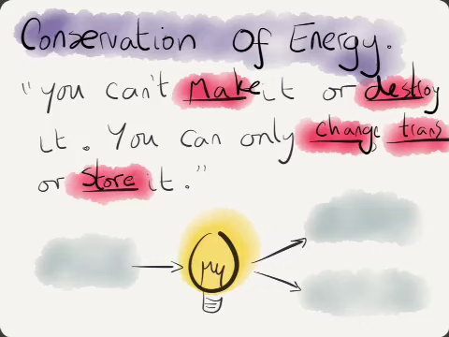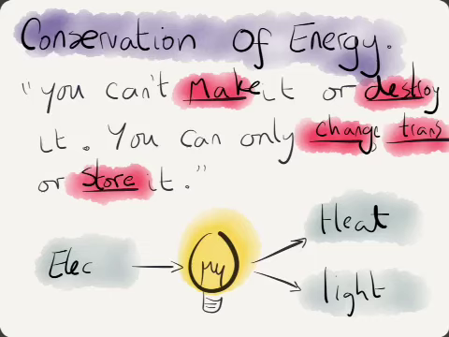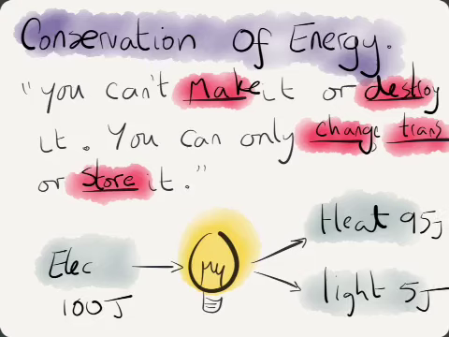So we can take something like a simple light bulb, and we can show that electrical energy goes in, is converted to heat and light, and conservation of energy will tell us that every joule that goes into this system is accounted for. There is no such thing as truly lost energy. It just goes into a form that we can't do anything with.